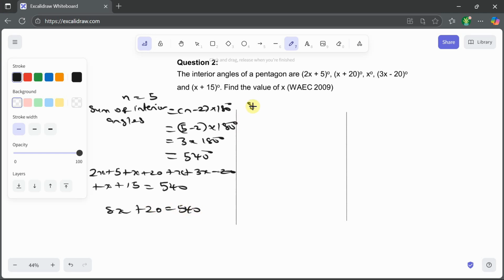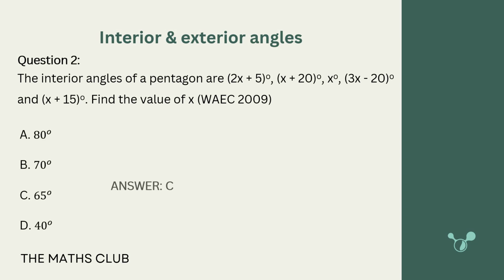So if I collect like terms, that will be 8x is equal to 540 minus 20. 8x is equal to 520, and if I divide both sides by 8, 520 divided by 8 gives you 65. So your x is equal to 65 degrees. Simple and short. Let's see if the answer is correct. That would be option C.